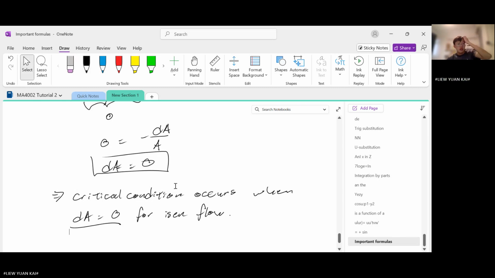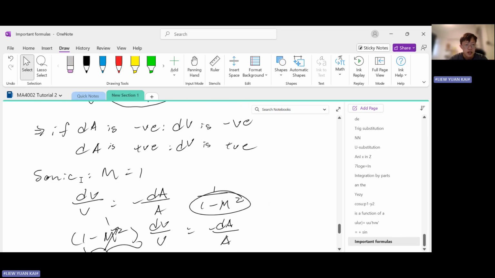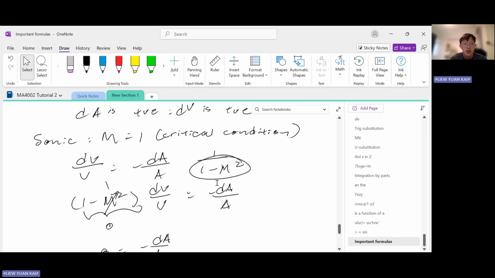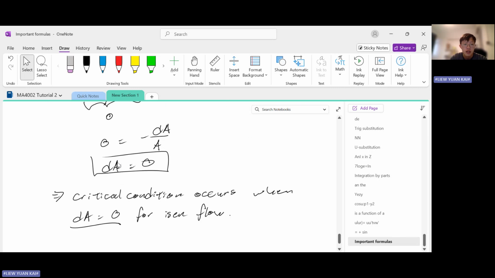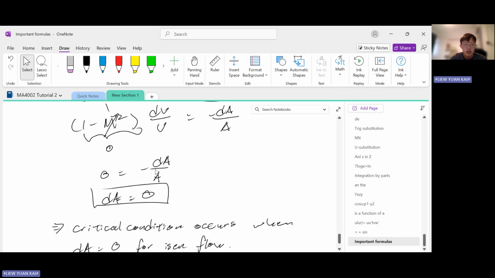Okay, so this tells us, remember we set the condition to M equals 1. M equals 1 is also known as the critical condition, when the velocity of the fluid is the speed of sound. So we don't only call it the sonic condition, we also call it the critical condition. After rearranging this equation, when we solve M equals 1, we notice that the result is dA equals 0.